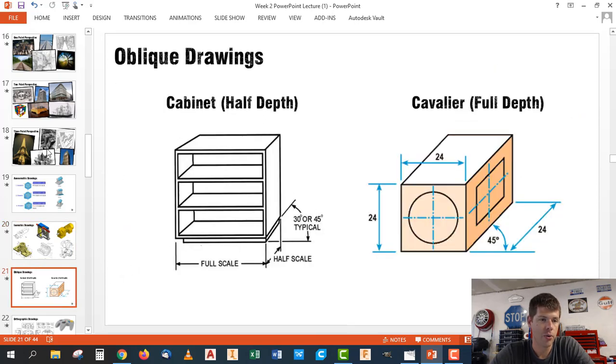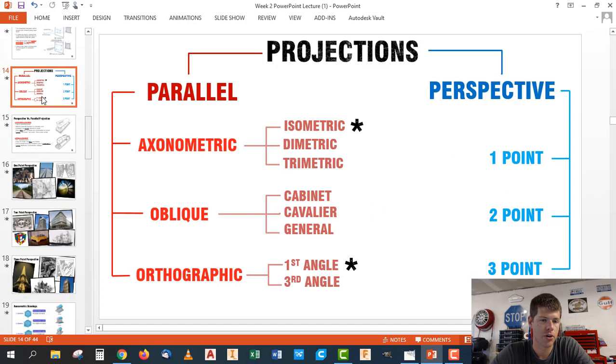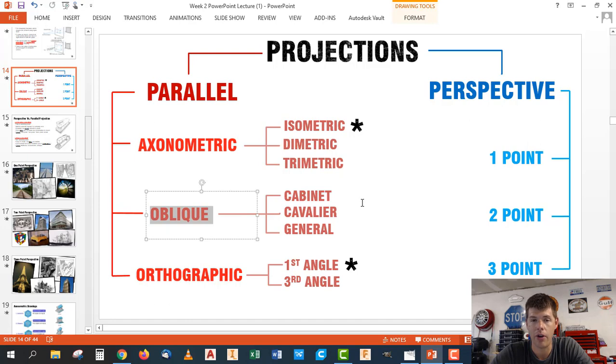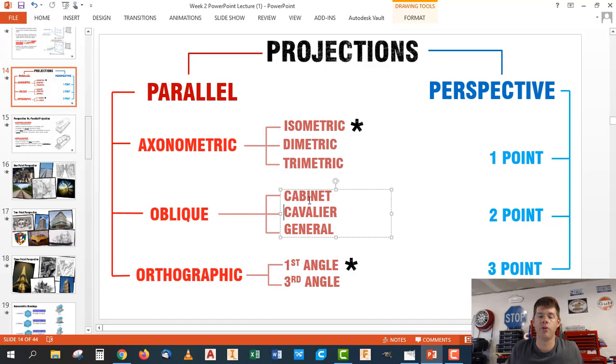Then our very last category here, if we go up and look back at our chart again, we can talk about oblique drawings. We will not use these at all, but I want you to see why we picked axonometric drawings for our technique as opposed to oblique drawings.